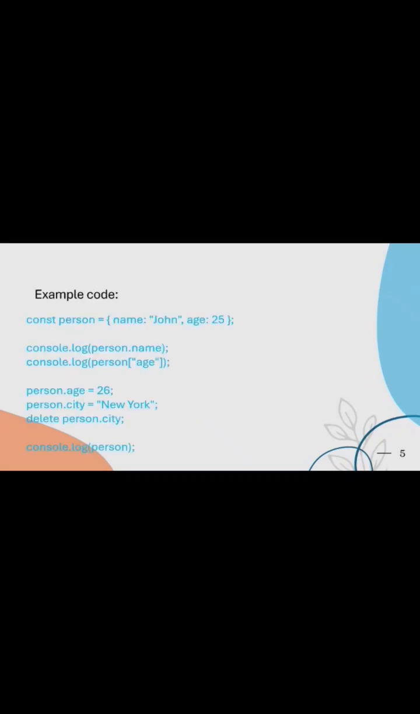For example, we take this code: const person declared as name: John, age: 25. We use console.log of person.name and person.age, and we declare person.age = 26, person.city = New York, delete person.city, and we end with console.log(person).